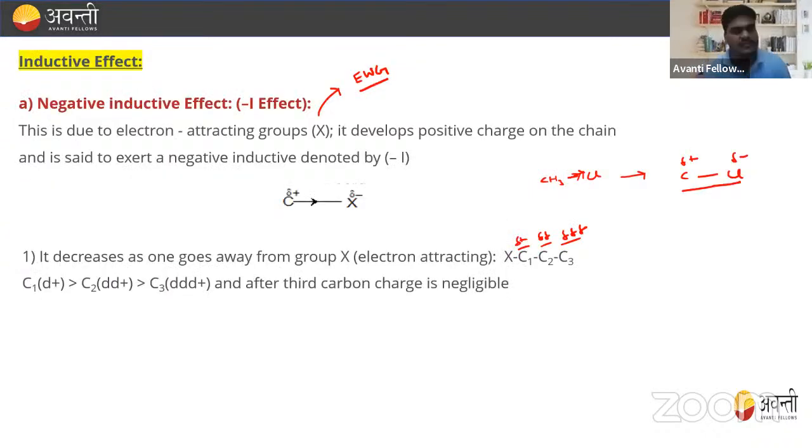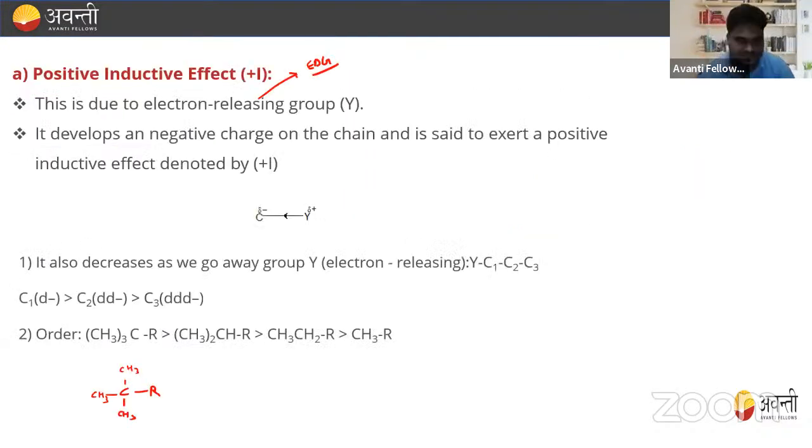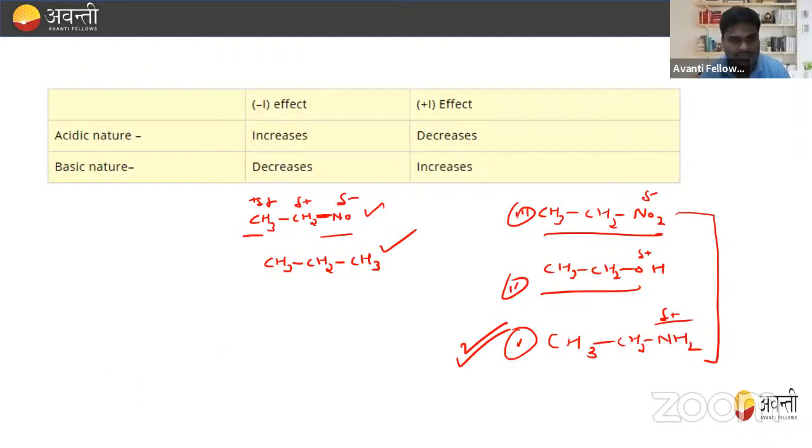In the inductive effect, we basically have 2 types: the negative inductive effect and the positive inductive effect. In the negative inductive effect, we have an electron withdrawing group attached to the carbon atom. In the positive, we have an electron releasing, that is electron donating, group attached to the carbon atom. So it develops a negative charge on the chain and is said to exert a positive inductive effect, denoted by plus I. It also decreases as we go away from the carbon, and this holds in both cases, whether positive or negative.